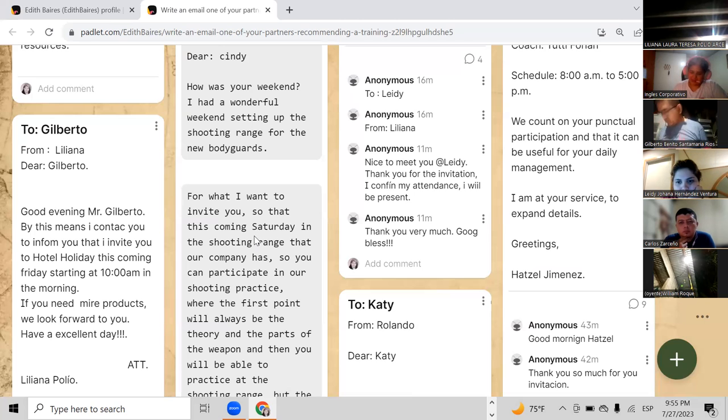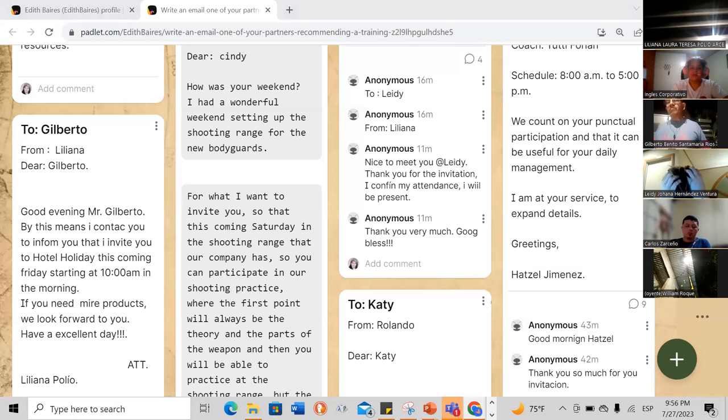Or you also can say, do attendees, okay? Los que asistan al training, right? Do attendees need previous experience shooting a weapon? Okay, si las personas que van a asistir al training necesitan experiencia disparando un arma. Okay? What will be the next question?